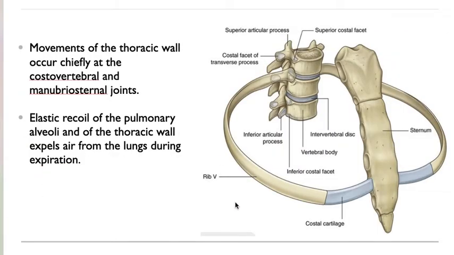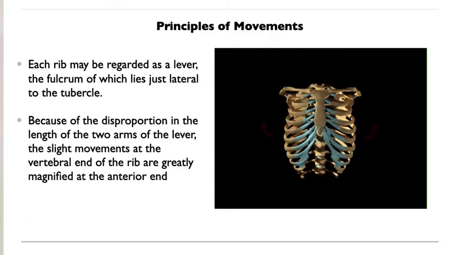Also, movement of the thoracic wall occurs chiefly at the costovertebral and the manubriosternal joints. Elastic recoil of the pulmonary alveoli and that of the thoracic wall also is helpful in expelling air from the lungs during expiration.